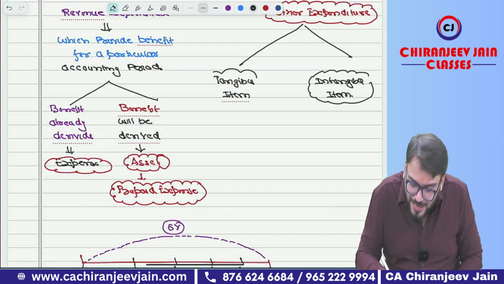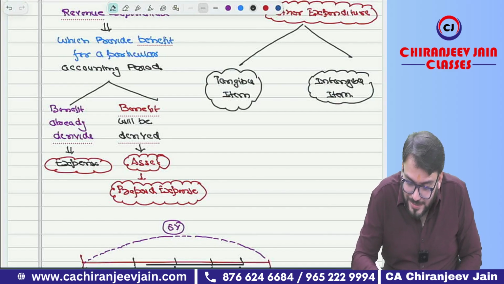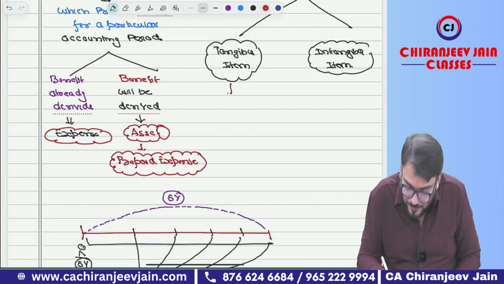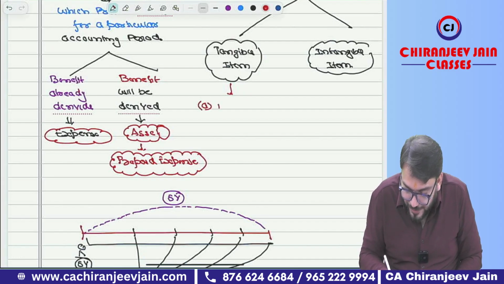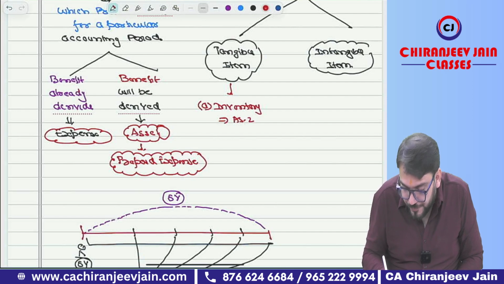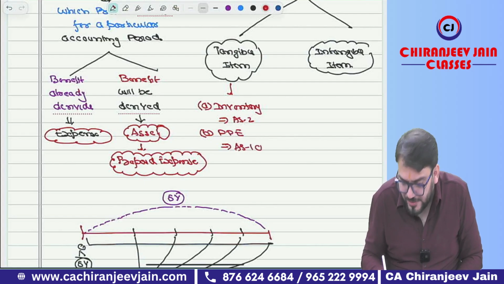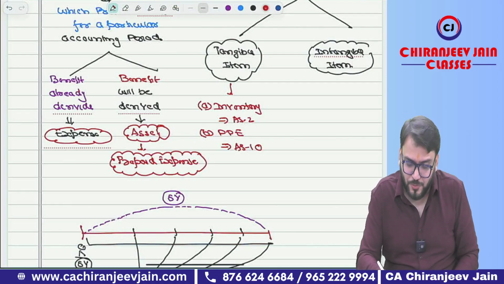Now when I say tangible item, either it will be inventory, apply AS2, or it can be property, plant and equipment, apply AS10. Right now I am not discussing tangible items, so we are not focusing on that.